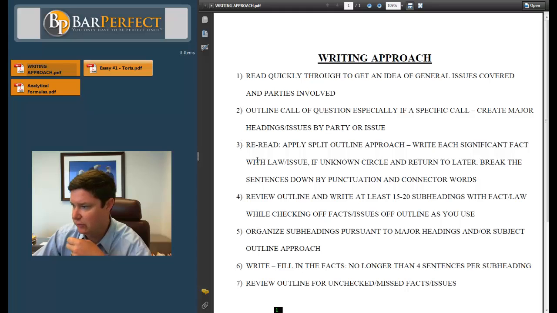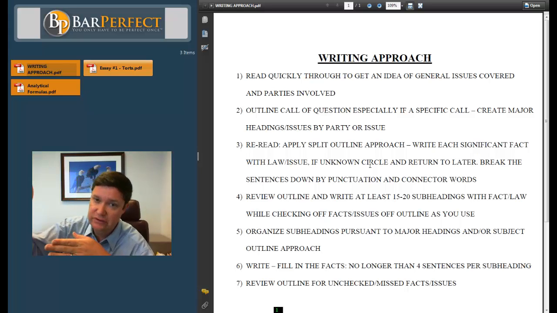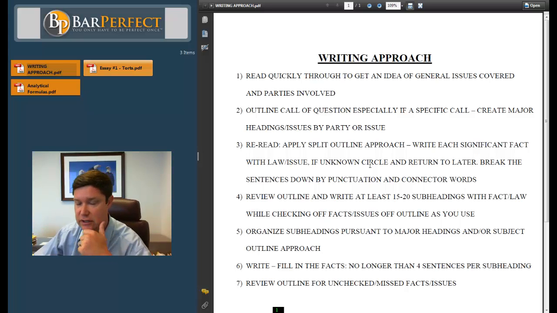Go back to the writing approach. So what I mean by the split outline approach, I'll show that to you in a minute, is you're going to write each significant fact with law. If the issue is unknown, you circle it and move on. Come back to it later. So basically draw a line down the center of your page. Your facts go on one side, your law goes on the other.